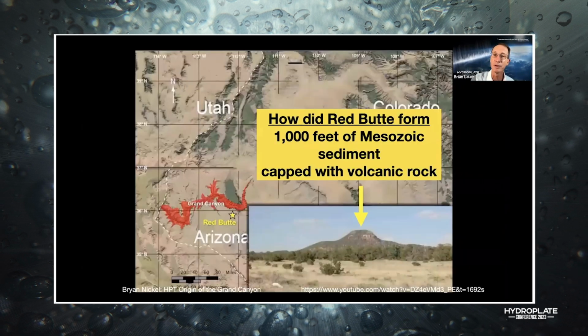And how about Red Butte? We talked about this before, but repetition is good. 1,000 feet of sediment capped with volcanic rock. And notice where it is. It's real close to Grand Canyon. How do you do that? Well, you know what that is actually? That's what it used to be everywhere.